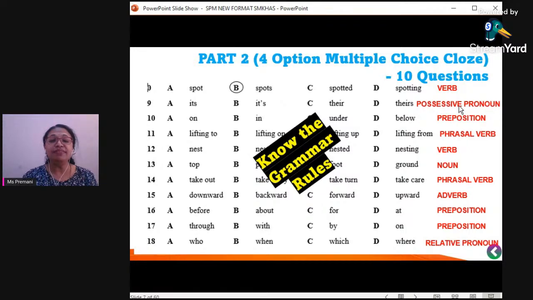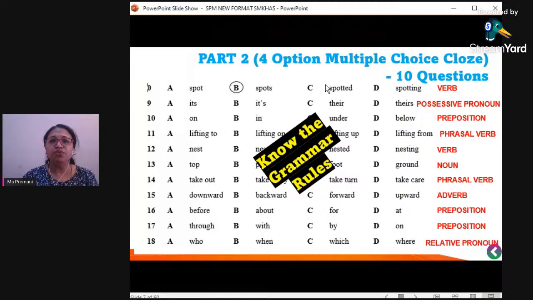The second question here, number 9, is a possessive pronoun. So you must know how to use possessive pronouns. Kata nama to show kepunyaan. So in English, there is a way. Sometimes you students confuse it and its. So know your grammar rules. When you put the apostrophe, when you do not put. So very basic practice or revision that you should do is know your grammar rules.